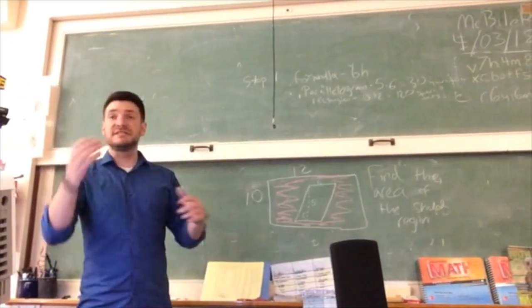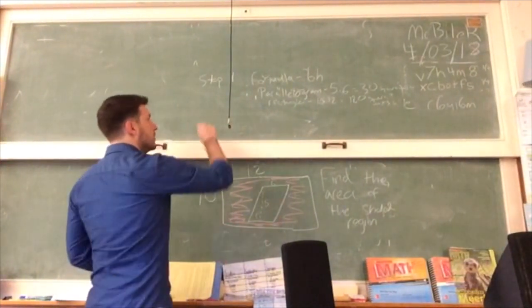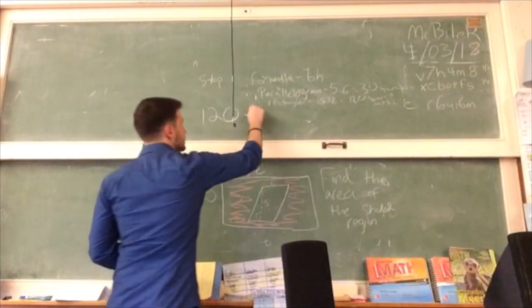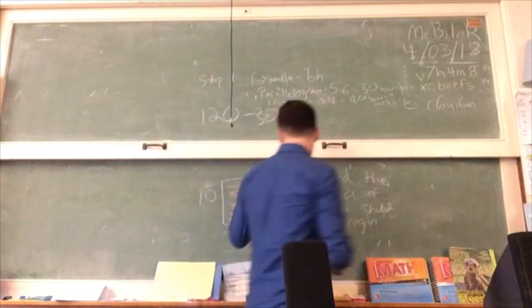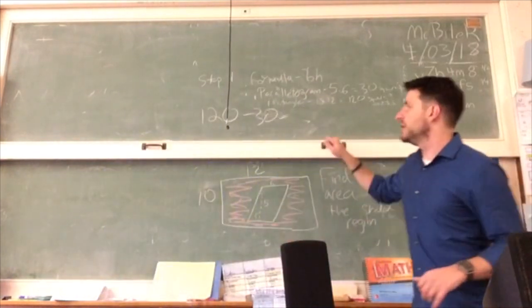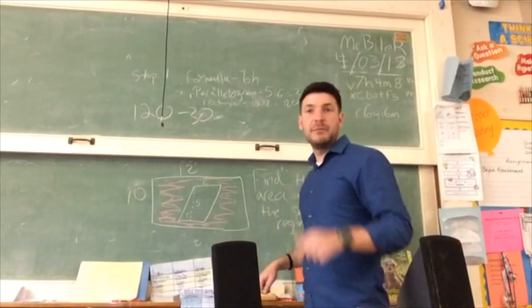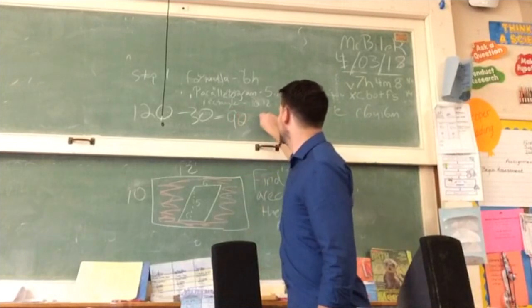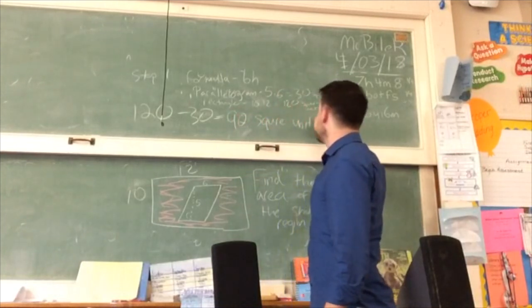So the operation we're going to do, that's exactly right, is subtraction. So we're going to take our area of our rectangle, 120. We're going to take out the area of the inside, which is 30. And we're going to be left with the area of the shaded region, which is 90 square units, or units squared.